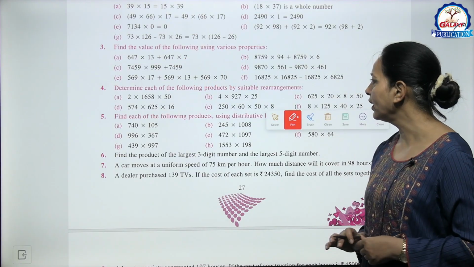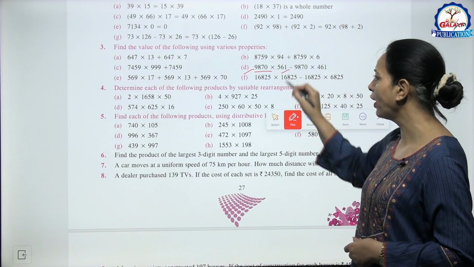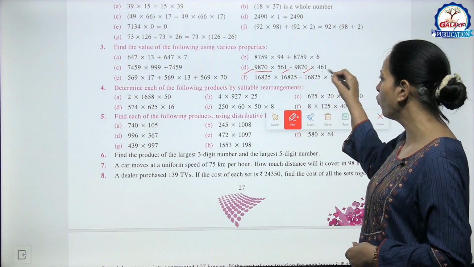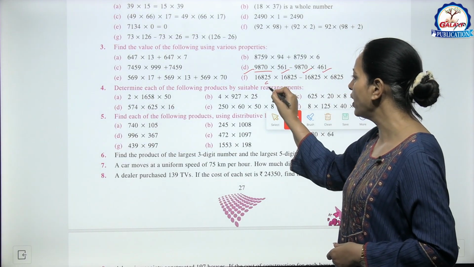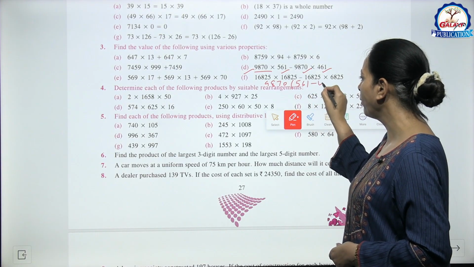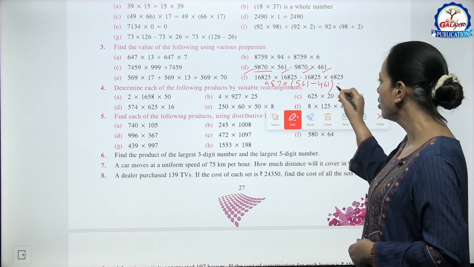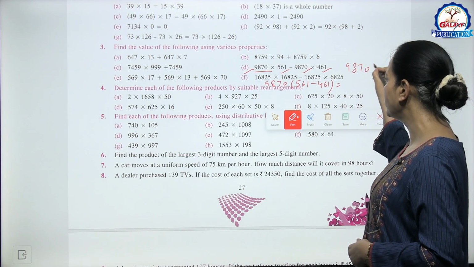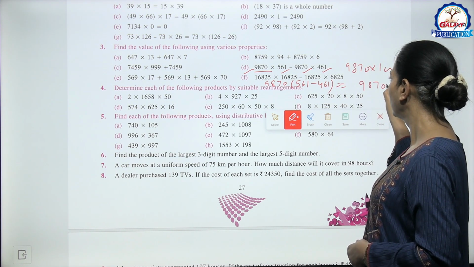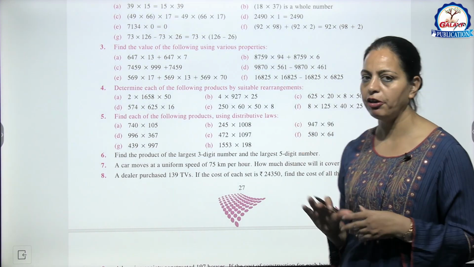Okay, now like this question, D part, 9870 into 561 minus 9870 into 461. So take this number common, and inside 561 minus 461, distributive law over subtraction. So 9870 into 100. So this is the value. Okay, I hope these are clear to you. You can try the remaining parts.